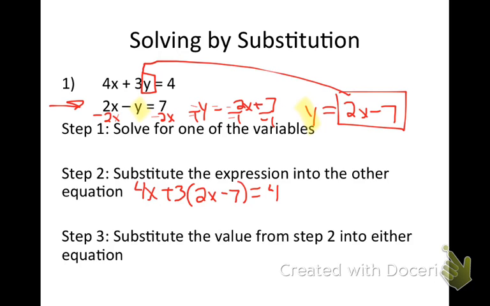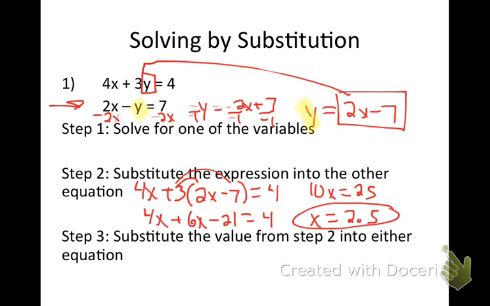I substitute it in because now I have single x's. So I have a single x there. Now I need to solve for x. So I would distribute: 4x plus 6x minus 21 equals 4. Combine like terms, move the 21 to the other side. I get 10x equals 25, or x equals 2.5. Okay, so yeah, a lot of work.